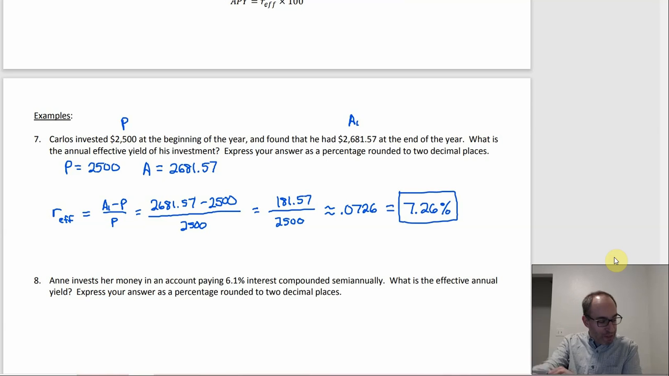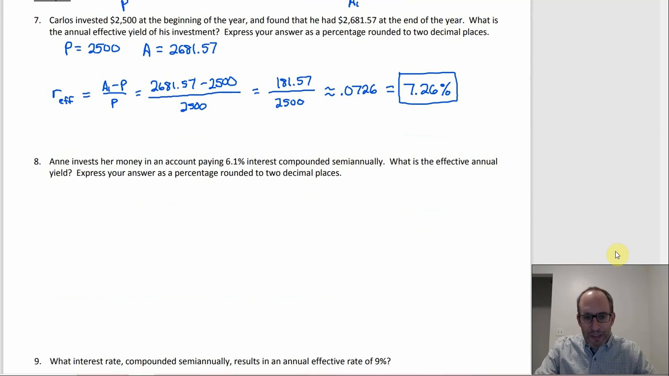All right, so number 7's nice and short. That's because A sub 1's already done. Usually it's not. So number 8 is like number 7, except that you also have to get A sub 1 on the way there, and that's usually what they're like. So number 8, Anne invests her money in an account paying 6.1% interest compounded semi-annually, so twice a year. And then what's the effective annual yield?